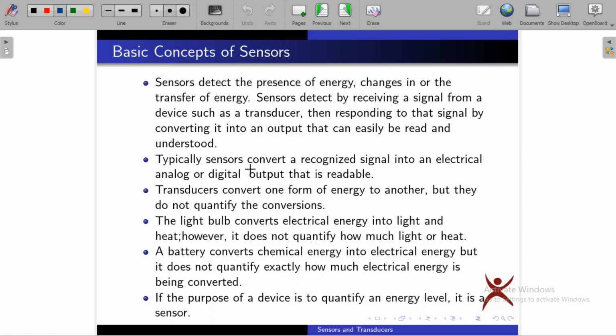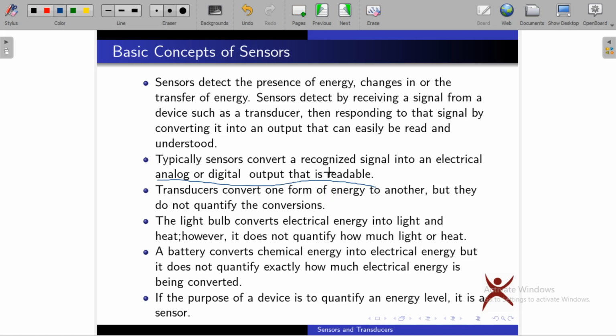Typically, sensors convert a recognized signal into an electrical analog or digital output that is readable. This is the meaning of responding to a signal. The sensor will detect or receive a signal, and that signal is converted into an output with readable format, an electrical analog or digital representation. A transducer converts one form of energy into another.